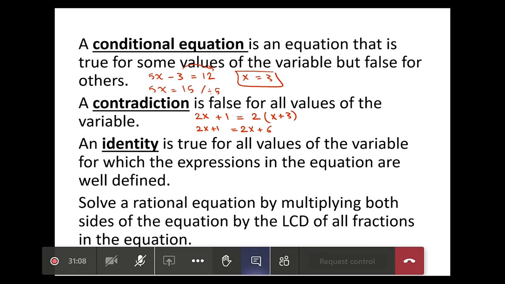This is impossible. Why? When we move 2x to the other side and we have 6 minus 1, move the plus 1 to the right hand side, move the 2x to the left hand side, we have 2x minus 2x 0 and 6 minus 1 equal 5. 0 equal 5. This is impossible. So this equation is contradiction. Okay, well, I don't have any solution for this equation.